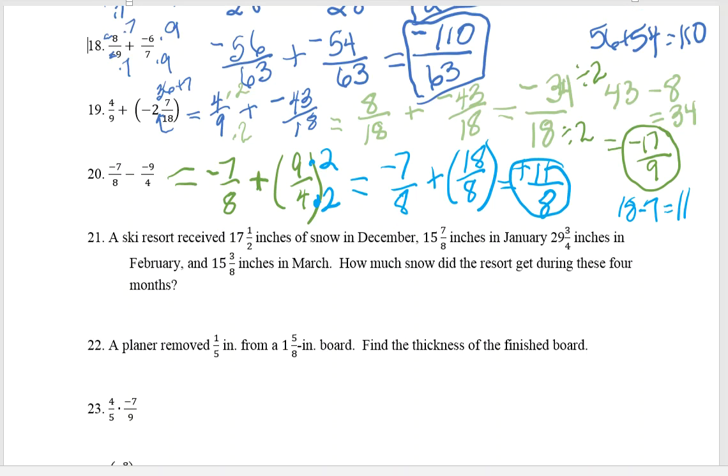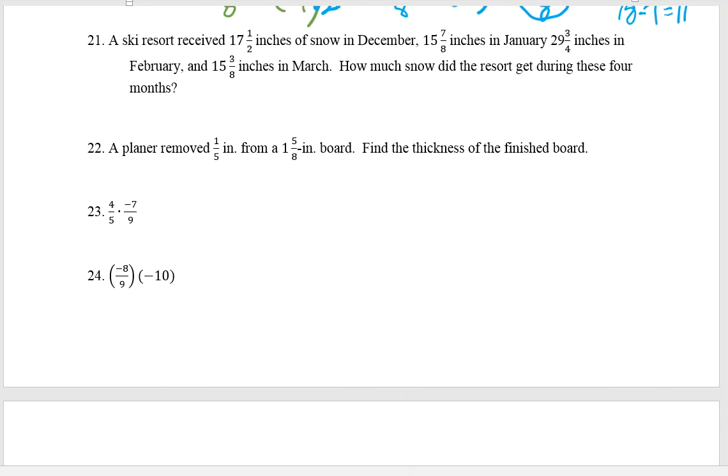Okay, our situation, let's look at it. A ski resort received 17.5 inches of snow in December, 15 7/8 inches in January, 29 3/4 inches in February, and 15 3/8 inches in March. How much snow did the resort get during these 4 months? Since I want to know what they got all together, I am adding my numbers.